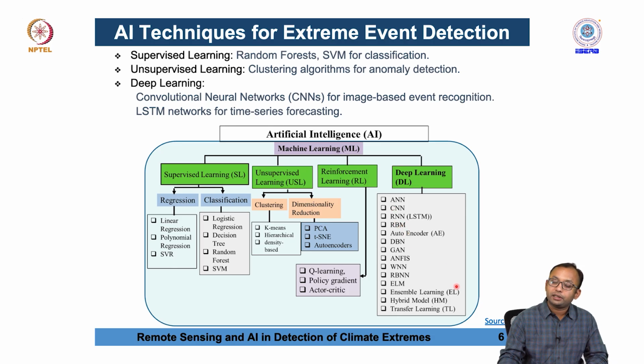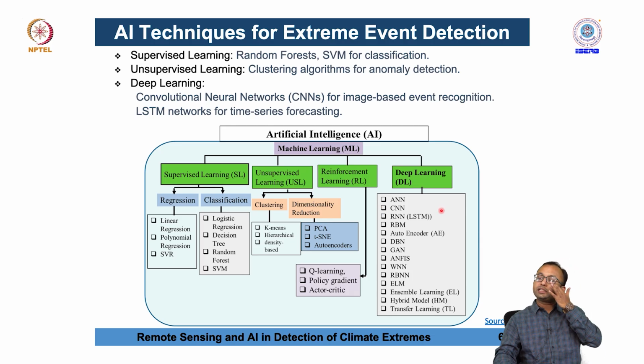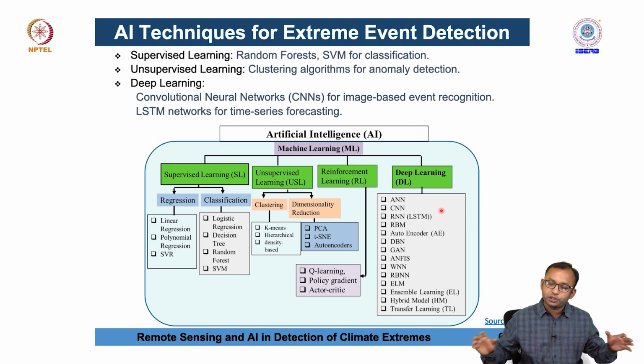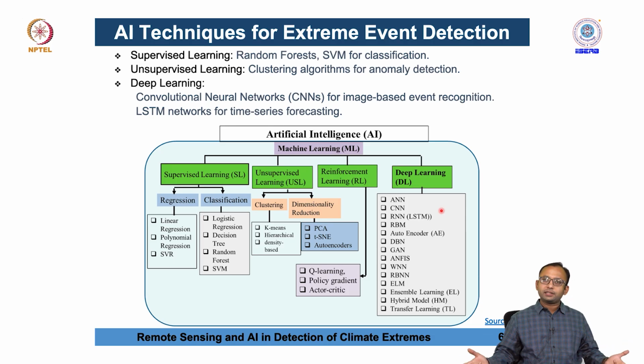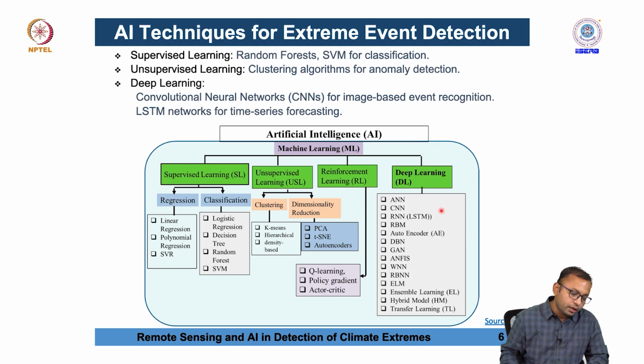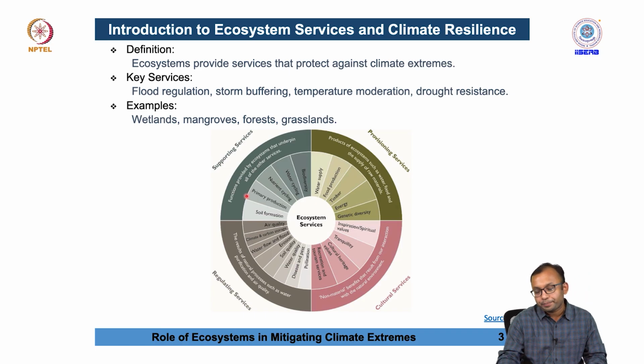Many deep learning algorithms have been developed, and based on your requirement, for example, if you are interested in time series analysis, you would use LSTM. If you are interested in doing analysis with remote sensing images, you might apply GANs, which are generative adversarial networks. These deep learning models can be used to predict overall how the pattern has changed.